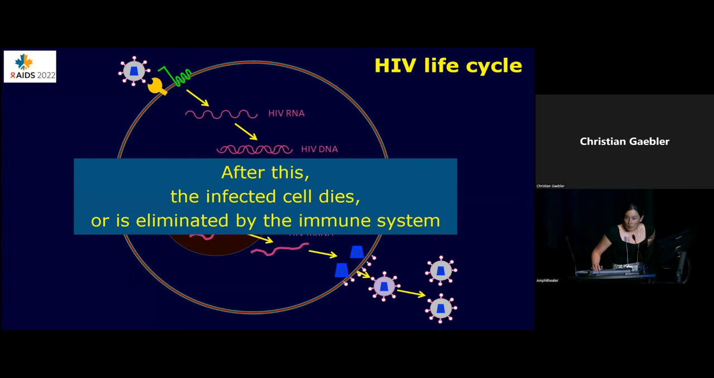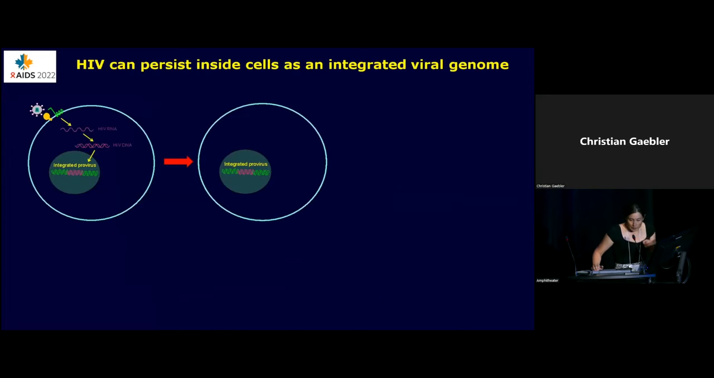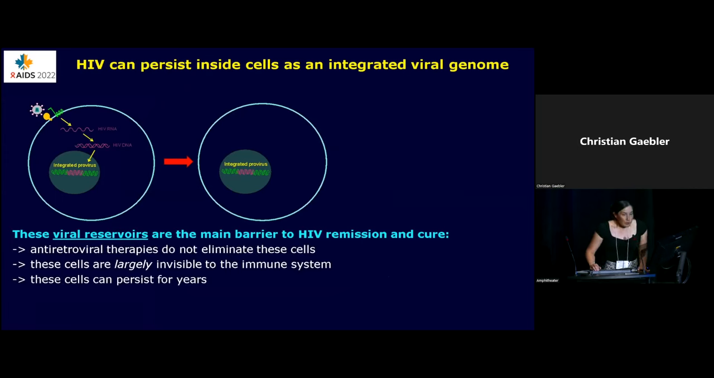But what happens in a small number of cases when a virus infects a cell inside the body, the first half of the life cycle, all the way to integration, proceeds. And then after that, the process stalls. These cells that harbor a copy of HIV within them are called viral reservoirs, and they're the main barrier to HIV remission and cure. Antiretroviral therapies don't eliminate these cells. These cells are largely invisible to the immune system, and they can persist for years.